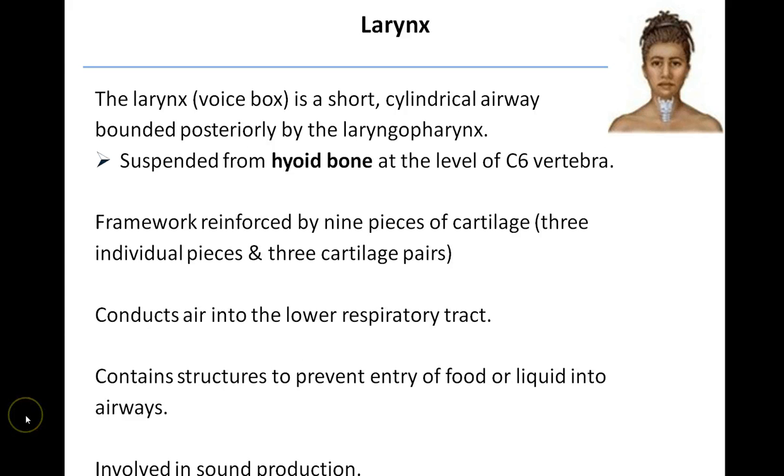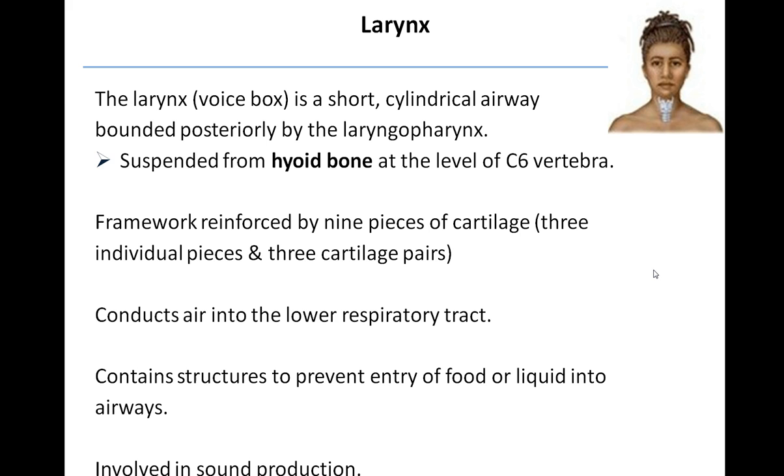Now we'll move to some of the lower respiratory tract structures. We'll move towards the larynx. This is inferior to the pharynx, and unlike the pharynx, this is solely set up to allow the conduction of air. Food and liquid should not enter this structure. The larynx is what we commonly refer to as the voice box, and it's indicated here. Short cylindrical structure bounded posteriorly by the laryngopharynx that we were talking about previously.